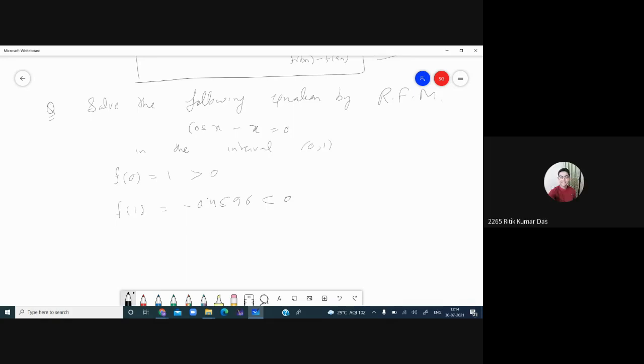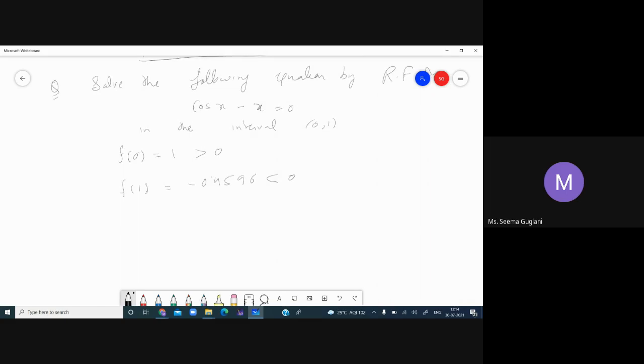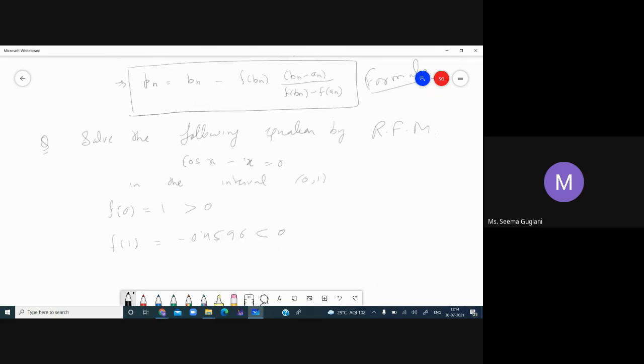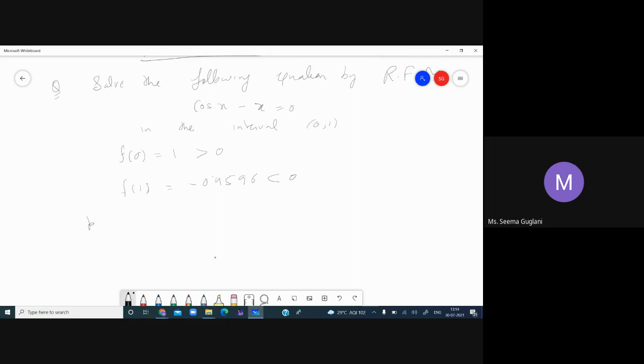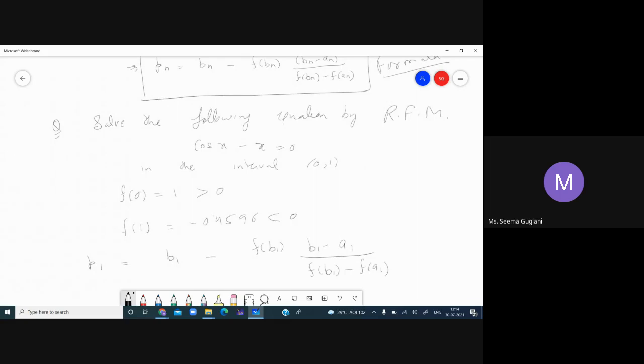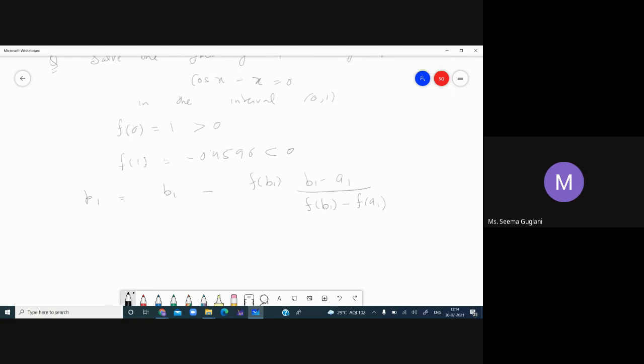So now I have to find out P1 using the above formula. P1 by the above formula would be B1 minus f of B1, times B1 minus A1, divided by f of B1 minus f of A1. Instead of n, I have put 1. Now I will substitute the values, because I know A1 is 0 and B1 is 1.